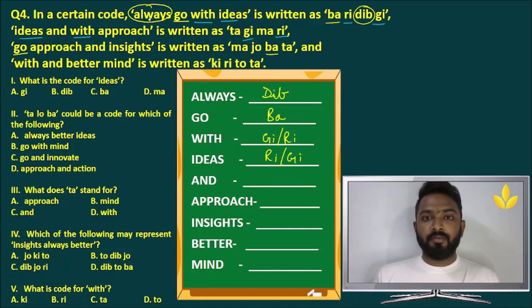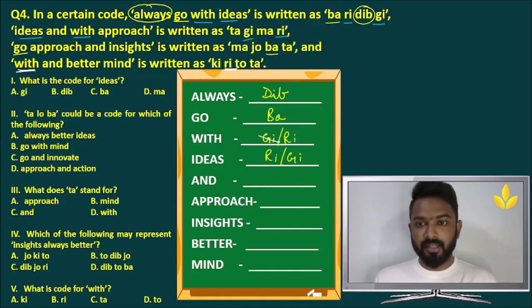Let me use white now. So we have now the first one and the fourth one. Always go with ideas, with and better mind. So with is the only one common over here. Which code is common? Re, obviously. We have re and re. So with is definitely re. So ideas will definitely be gi. That's it. 1 is done.